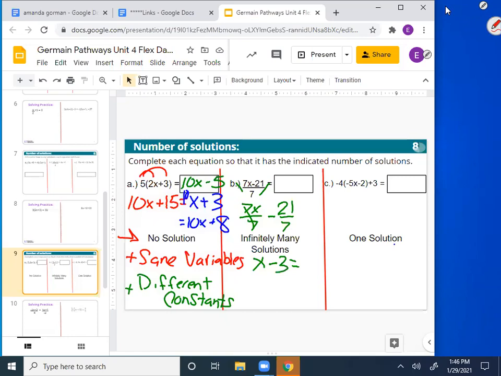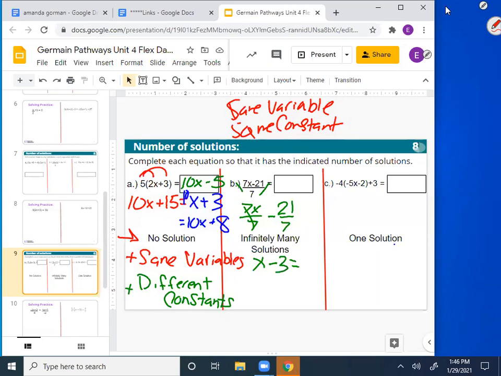Isabella, question first. Infinitely many solutions. If we're looking at an equation, what does it look like? Yes, it has the same variable and the same constant. So what did we write on the other side of this equation then, Annie? There's really only like 2 options. We could write it like 2 different ways, but it's the same thing anyways. What are we going to put?